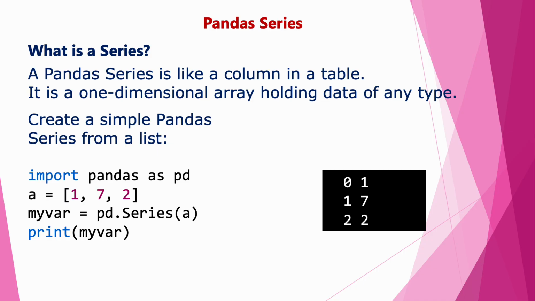Okay, so what happens when you try to print this particular variable, myvar? You'll be getting a value 1 corresponding to the 0th index position, a value 7 at index position 1, and 2 at index position 2. So these values will be mapped. The thing that you have to understand here is that the index positions are by default 0, 1, 2, and these values will go to the respective index positions.